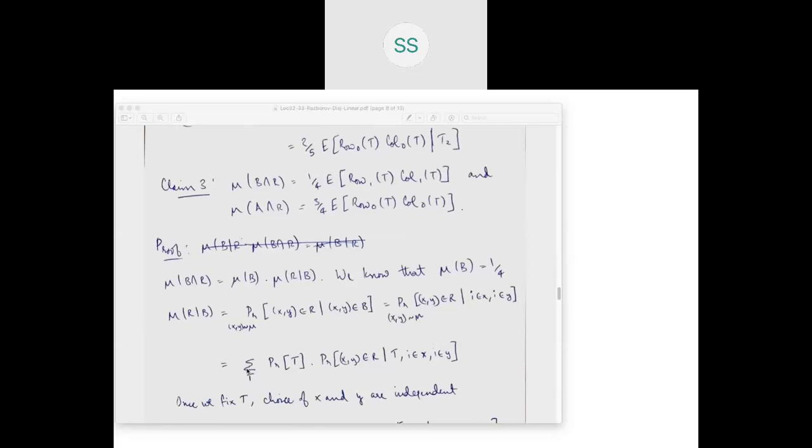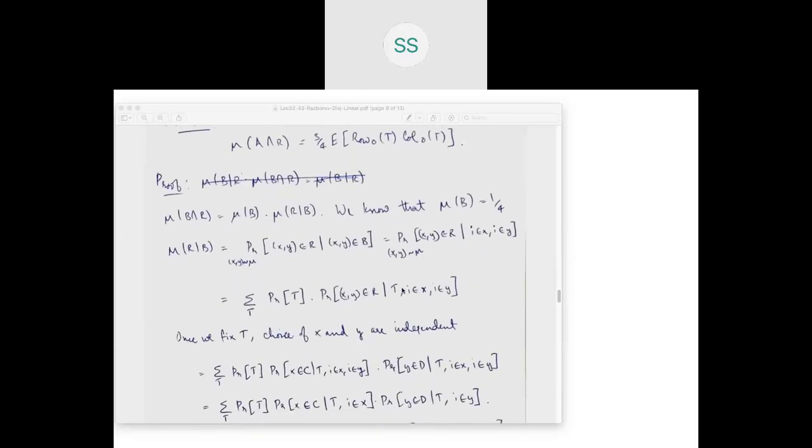So I can write it as a summation over all the partitions T, the probability that the partition T was chosen, multiplied by the probability that xy is in R, given that the partition is chosen and given that I is in both x and y. Fine. This is a probability.